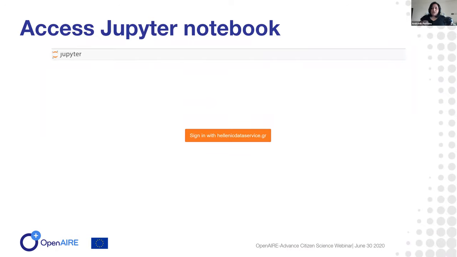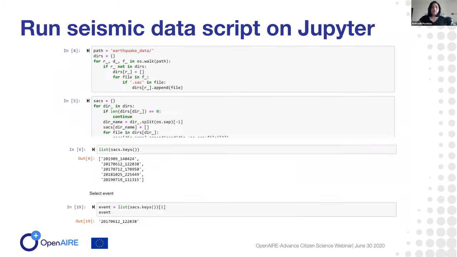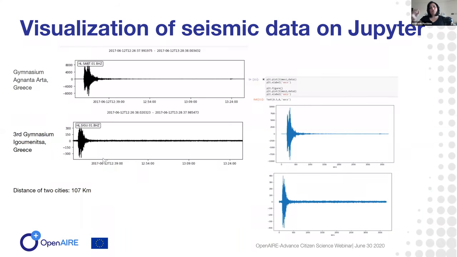And what happens next? I clicked, I want to start my Jupyter server. Then you see an automated window that says sign in with edinicdataservice.gr. You don't have to do anything, you just click here and it will auto sign you in. And here you have an overview of the Python script that we use. You don't have to know coding at that stage. You don't have to rewrite anything here. This is ready for you. It has many input steps.